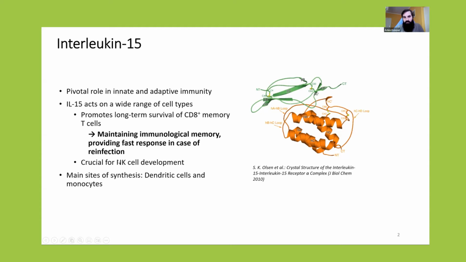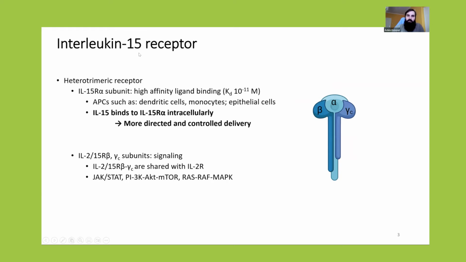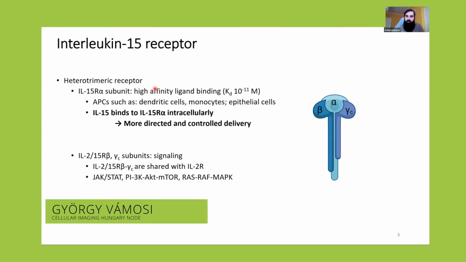Another function is that it's also crucial for natural killer cell development. And the main sites of synthesis are dendritic cells and monocytes. Regarding its receptor, the IL-15 receptor is a heterotrimeric receptor consisting of an alpha subunit, which is responsible for the high affinity ligand binding.